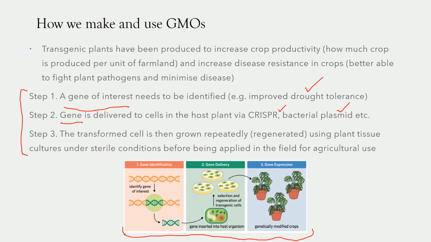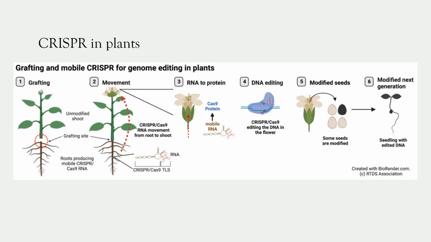And then we have our final product of the GMO at the end. Okay, so here's a few examples. So for instance, using CRISPR in plants. Let's say we want to modify a gene in the roots, for instance, which might help with seed production or something like that. We can use CRISPR to edit the DNA inside that flower and modify the seeds so that we can have enhanced seedling generation in the next generation. So that's how we can use something like CRISPR.